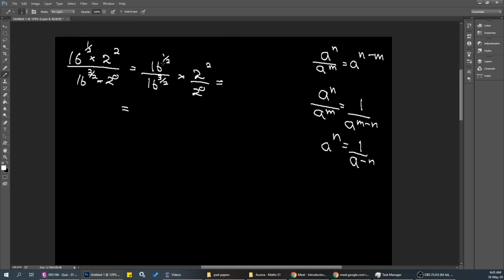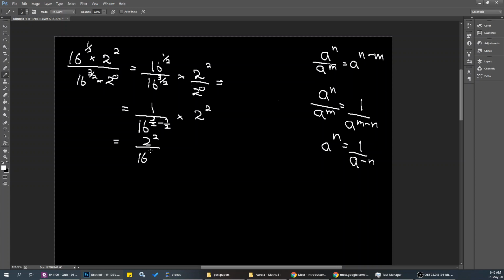We have 16 to the power 1 over 2 and 16 to the power 3 over 2, and rather than writing it like this, I'm going to write it like this: 1 over 16 to the power 3 over 2 minus 1 over 2, into 2 to the power 2, and this is just 0, so this is 1. I'm going to keep it as it is. Okay, so we have 2 to the power 2 over 16 to the power 3 minus, we have a subtraction of two quotients, and in that case we have the same denominator, so we can just simply subtract 1 from 3, and we have 2 over 2.